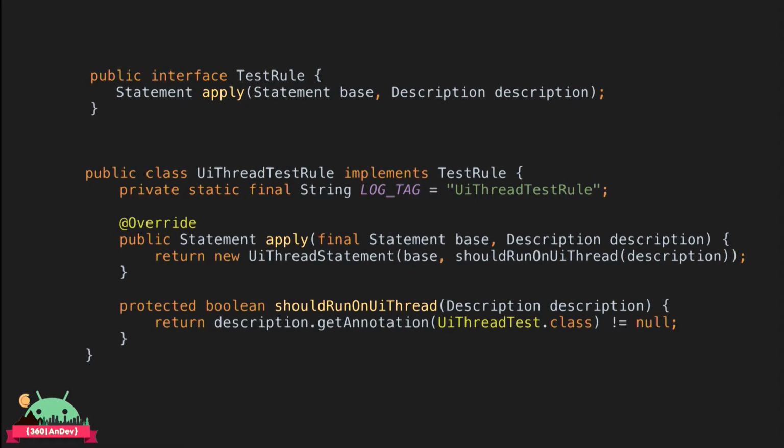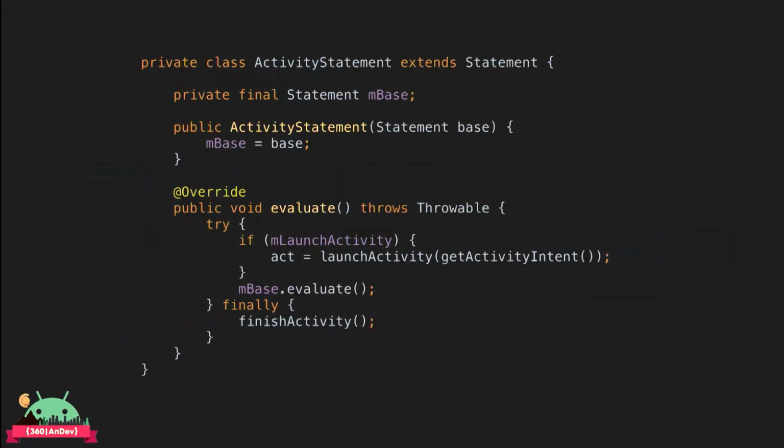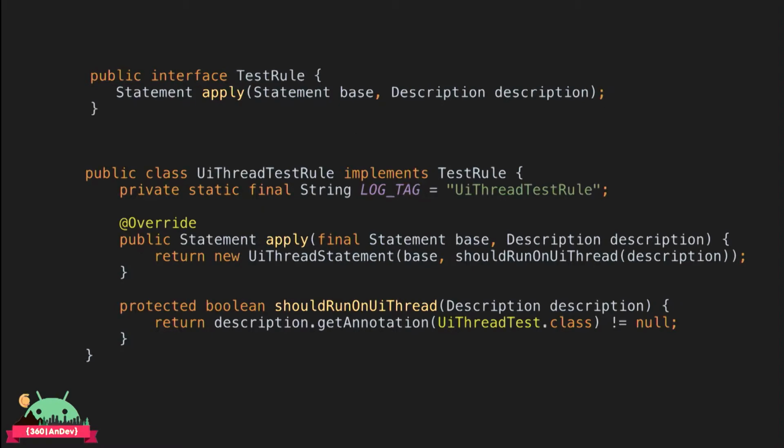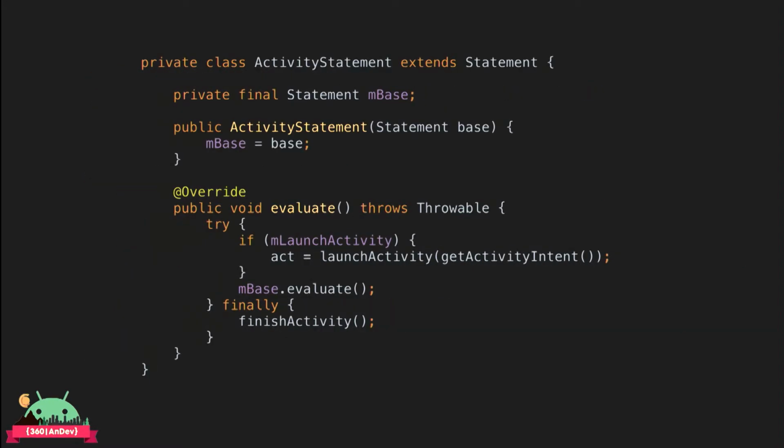No, test rule belongs to the JUnit framework, and it's nothing more than an alteration of how one test or one method of the test is run and reported. So simple. Here we have one test rule from Espresso, the UI test rule, and as you can see by the name, it is checking if we are in the UI thread. We are returning a statement, right?